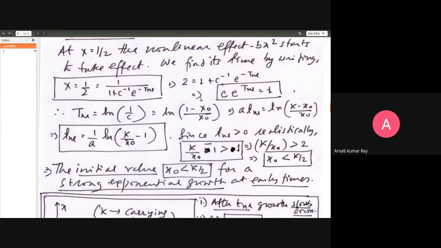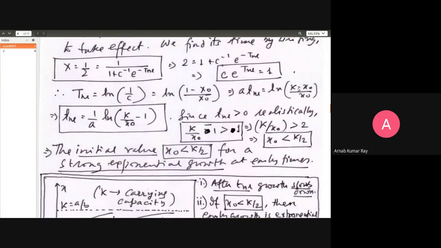and therefore t nonlinear will be equal to log of 1 by c, and 1 by c is equal to 1 minus x naught by capital X naught, and capital T is equal to a into small t. So a into small t nonlinear is equal to log of k minus x naught by x naught. Okay, and so t nonlinear will be equal to 1 upon a log of k by x naught minus 1.